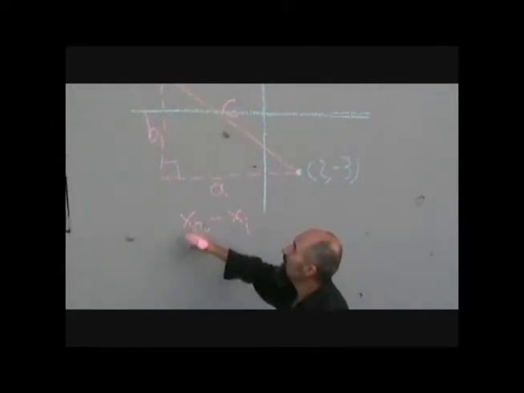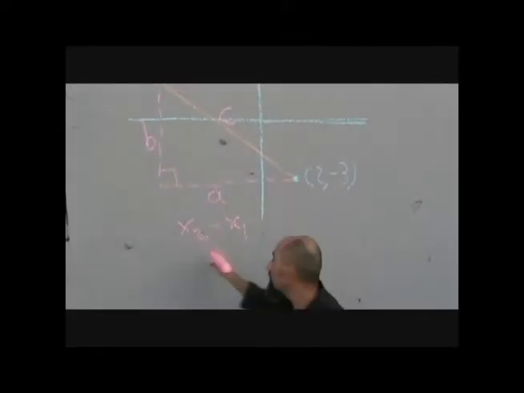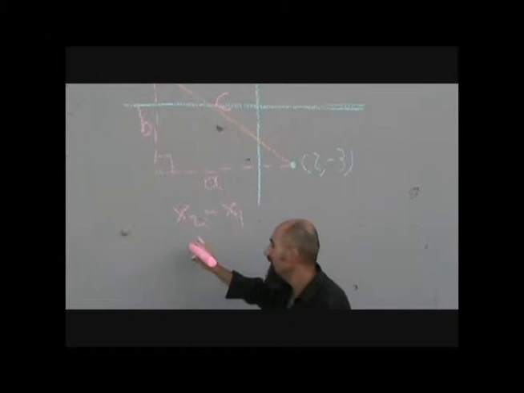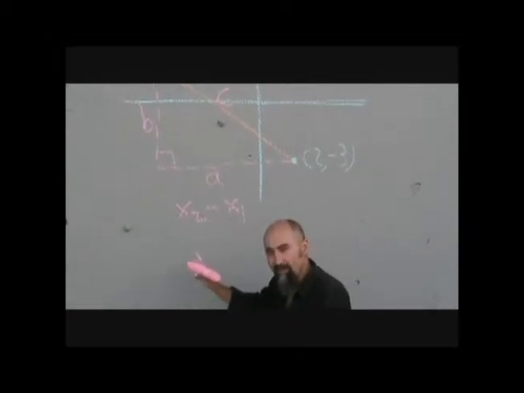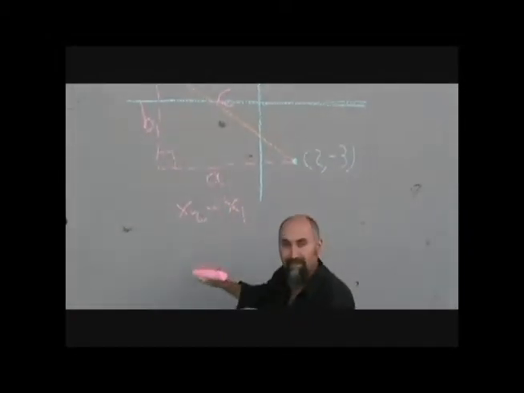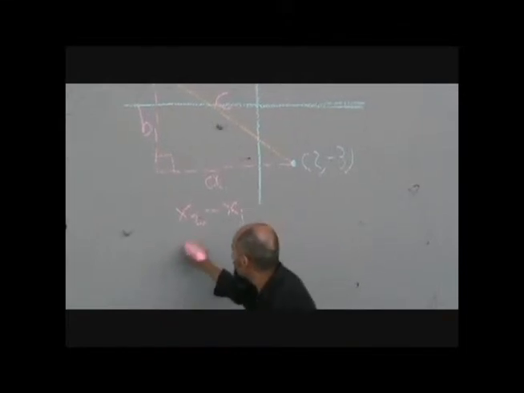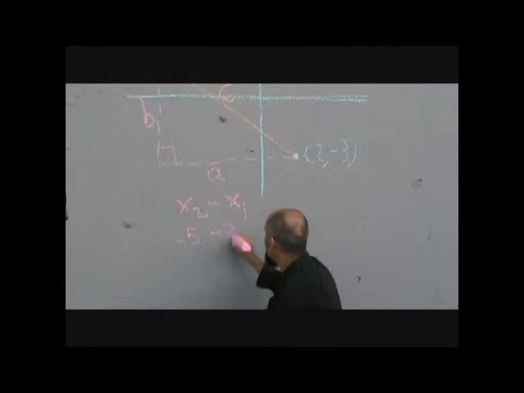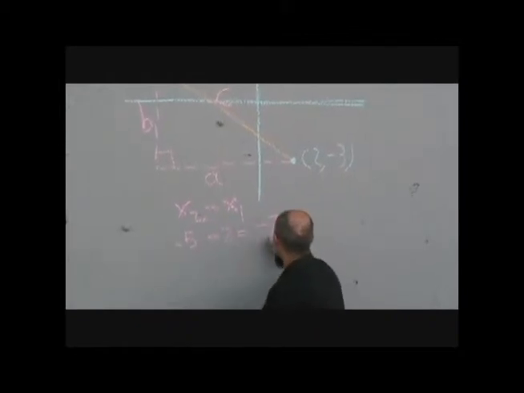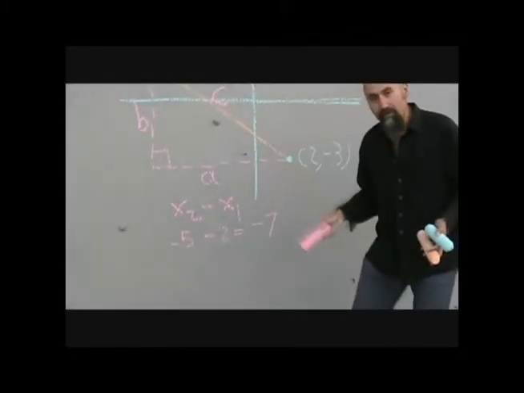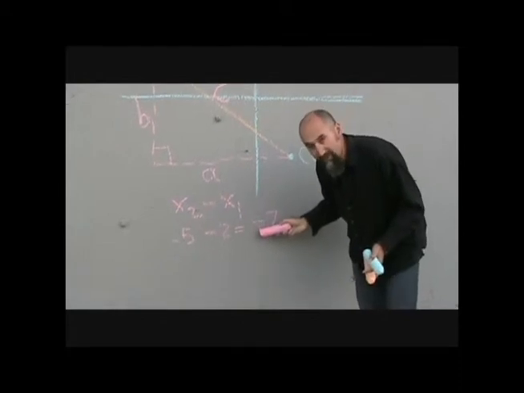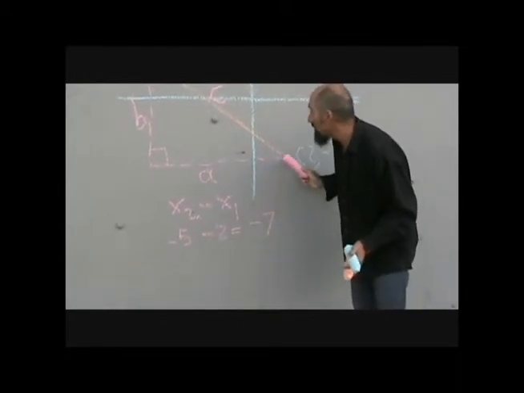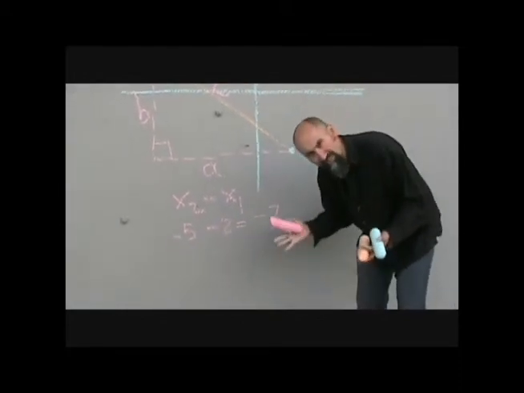Now, you could choose either one to be x2 and either one to be x1. It doesn't make a difference, because the value stays the same. So let's choose negative 5 as our x2. This becomes negative 5 minus 2, which gives us negative 7. When you're trying to figure out distance, you don't deal with negative numbers. So the distance from here to here is not negative 7, it's really 7.